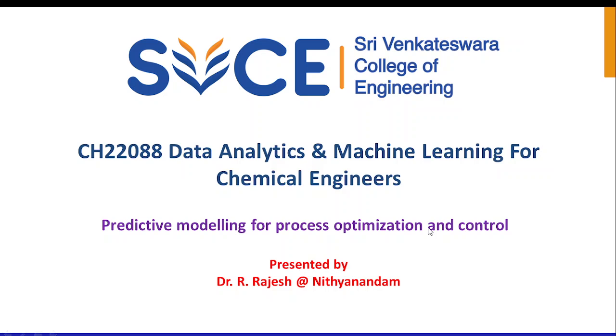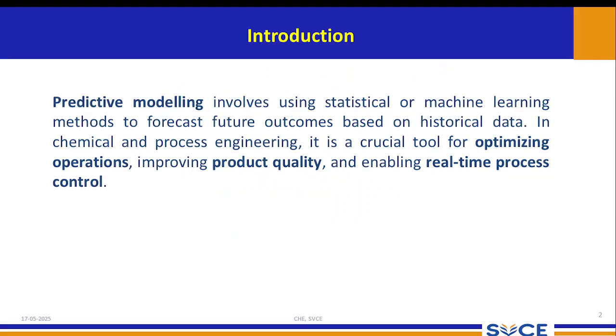Good morning, students. Today we are going to see predictive modeling for process optimization and control. What do you mean by predictive modeling? By the term predictive, we are just forecasting things. Predictive modeling for process optimization and control is a very important topic from a chemical engineering perspective. By using model predictive control, we are able to achieve this predictive modeling.